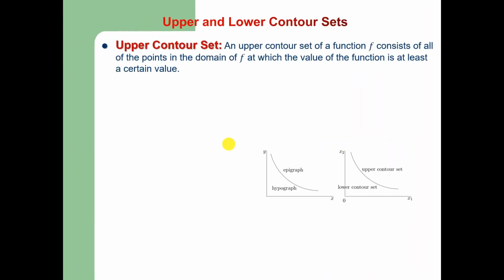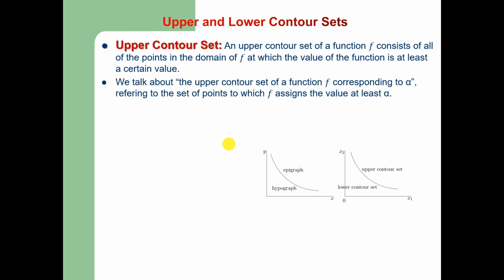Now I'll explain upper contour set and lower contour sets. An upper contour set of a function f consists of all the points in the domain of the function f at which the value of the function is at least a certain value. We talk about the upper contour set of a function f corresponding to alpha, referring to the set of points to which this function f assigns the value at least alpha.